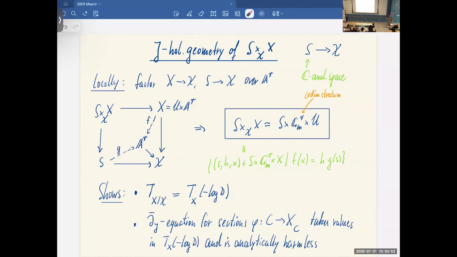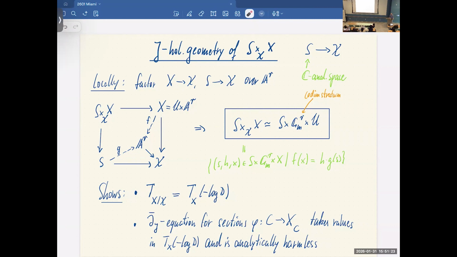I could also work almost complex, but actually, in the end, I will always only need that map for actual complex analytic spaces. So this is harmless. So we have these maps G and F here. And then the fiber product, S cross curly X with usual X, is actually isomorphic to a product of S with G_m^R with U. So it kind of cancels that thing and replaces it by a G_m^R.